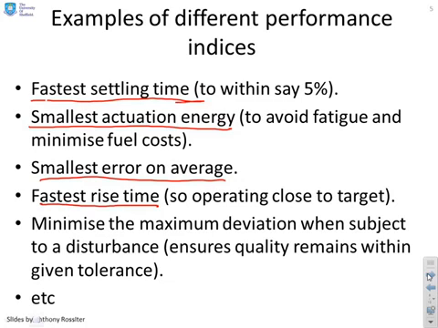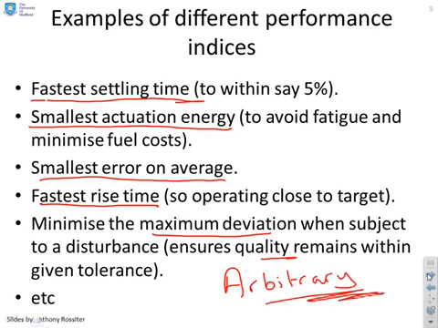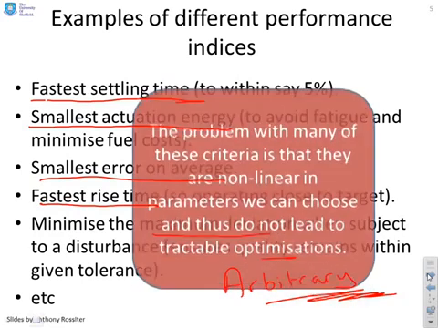Or the one that minimizes the maximum deviation when I have a disturbance hitting the system, because that ensures that my quality remains within a given tolerance, and so on. Now, you'll see there's a large number of possible performance indices you can use, and using the word arbitrary is perhaps a bit cruel because it depends on the context, but what you can see is the choice you come up with may not be neatly linked to anything in practice.